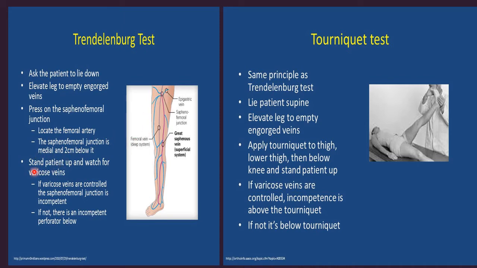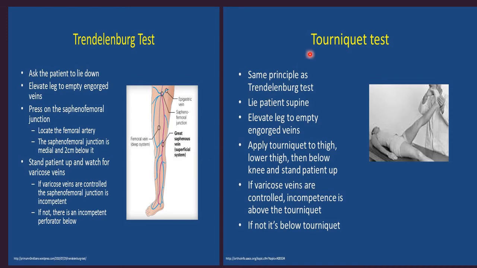After occlusion of the SF junction, ask the patient to stand up and watch for the varicose veins. If the varicose veins are controlled, that means there is no filling, then the saphenofemoral junction is incompetent. If there is filling of the veins from below, then there are incompetent perforators below the SF junction, in the thighs and in the leg.